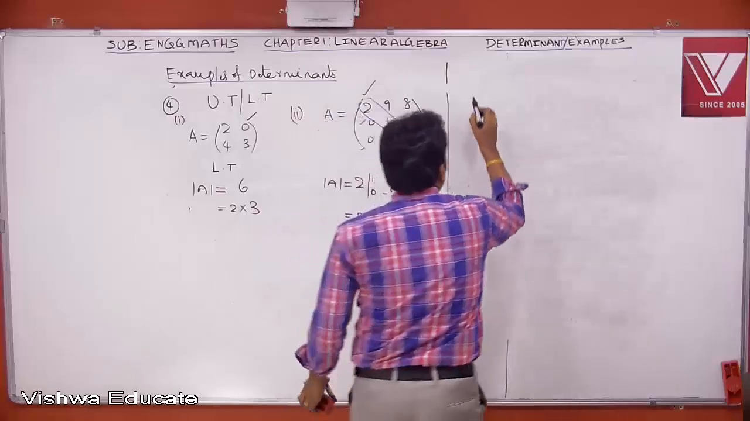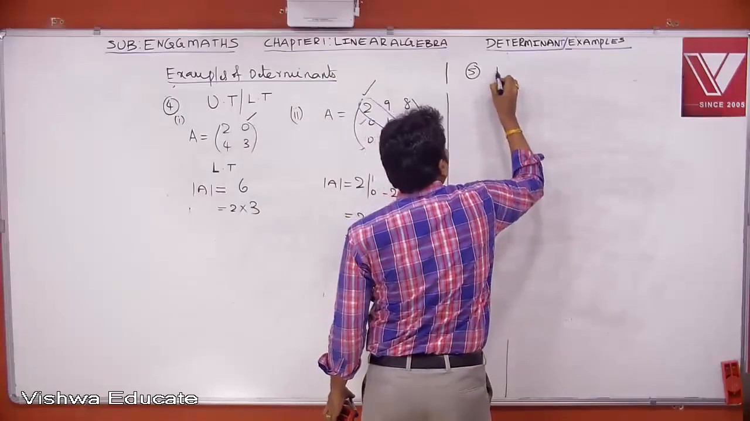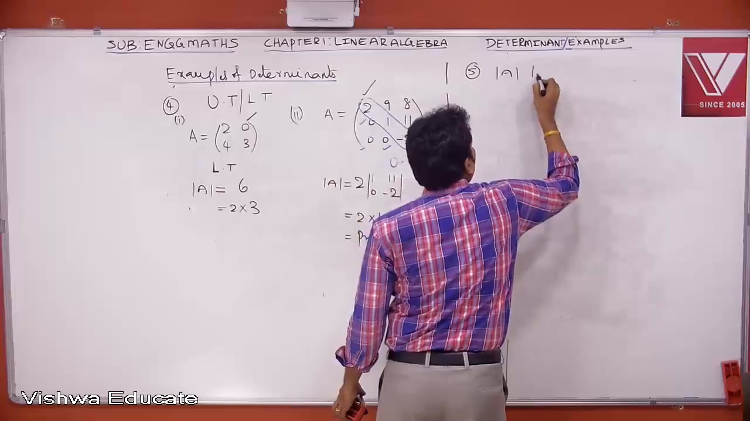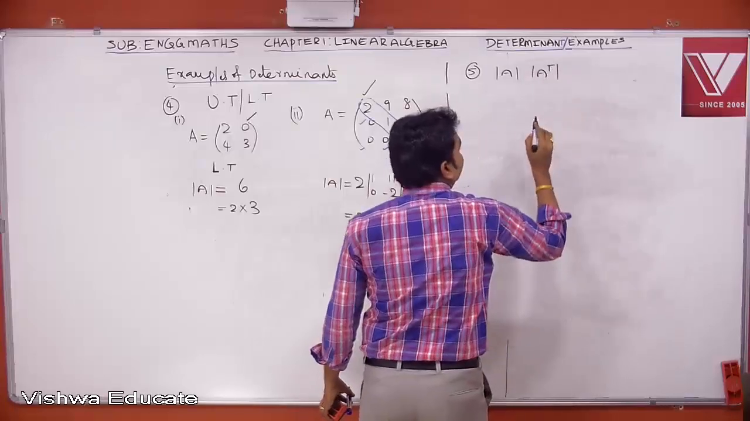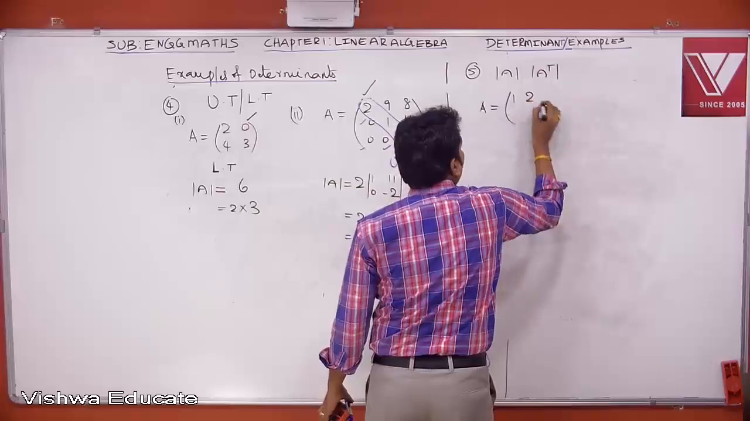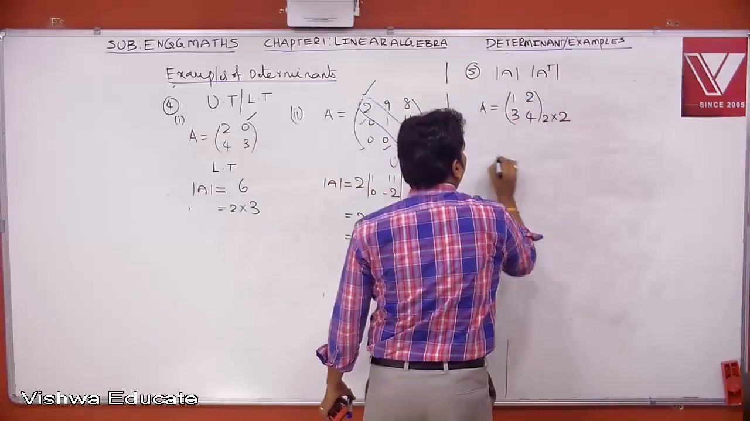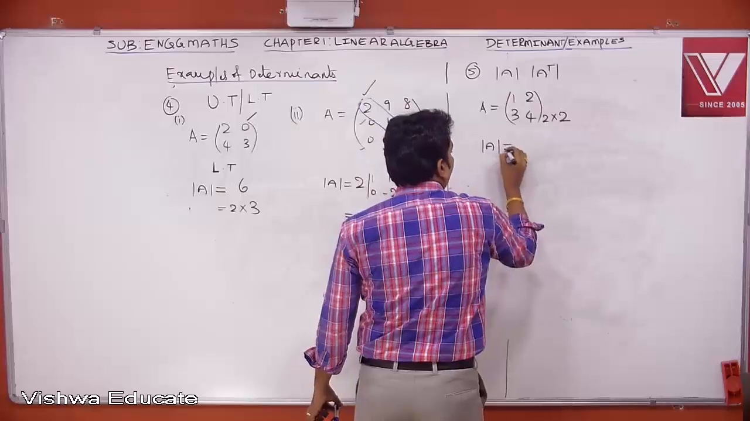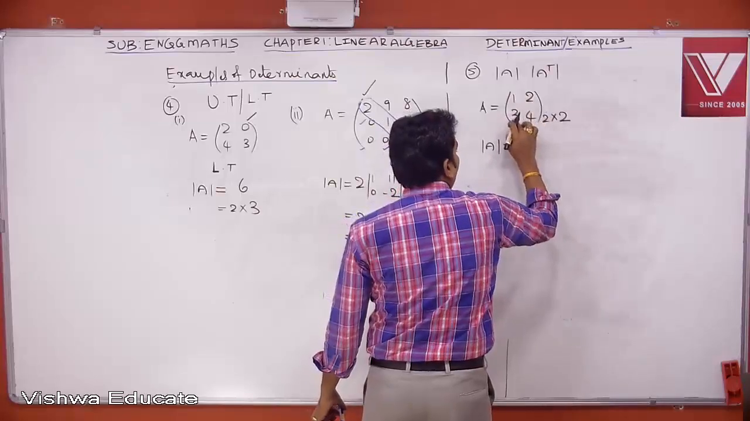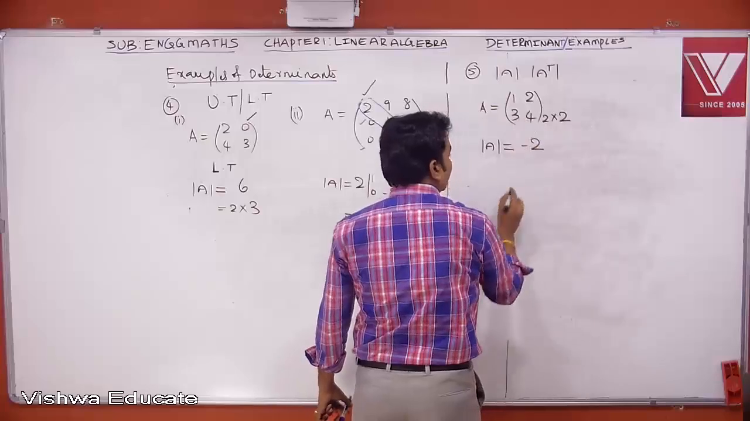Last category example, which connects the determinant of a square matrix A and the determinant of its transpose. Let us take one simple 2 by 2 example. Suppose A equal to 1, 2, 3, 4. Now its size is 2 by 2. So here det A is equal to product of diagonal minus product of non-diagonal. So AD minus BC, it is minus 2.